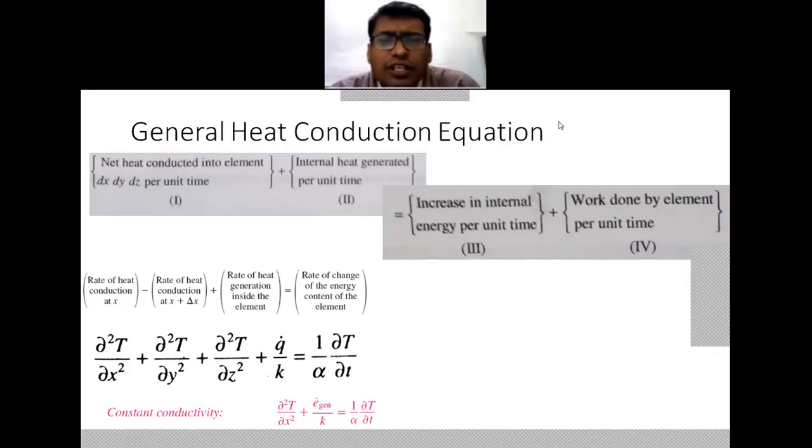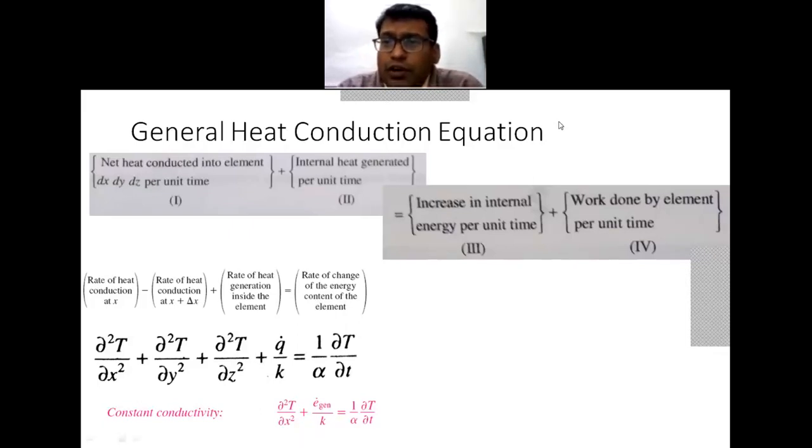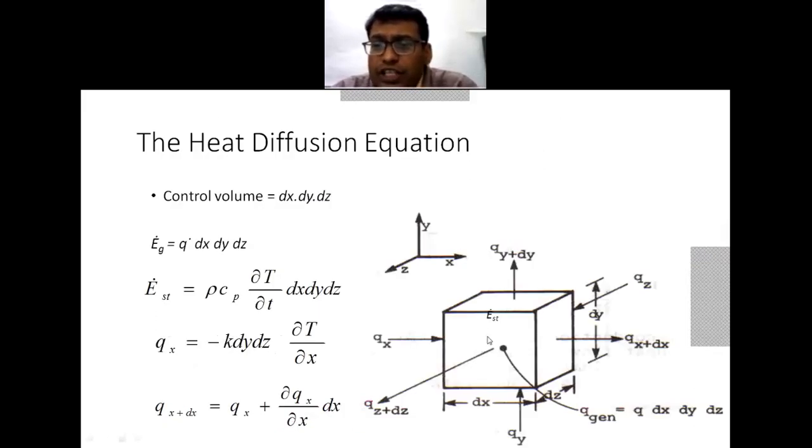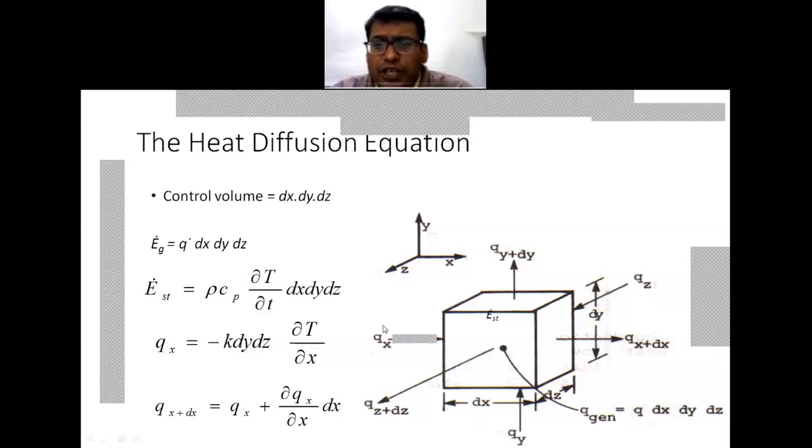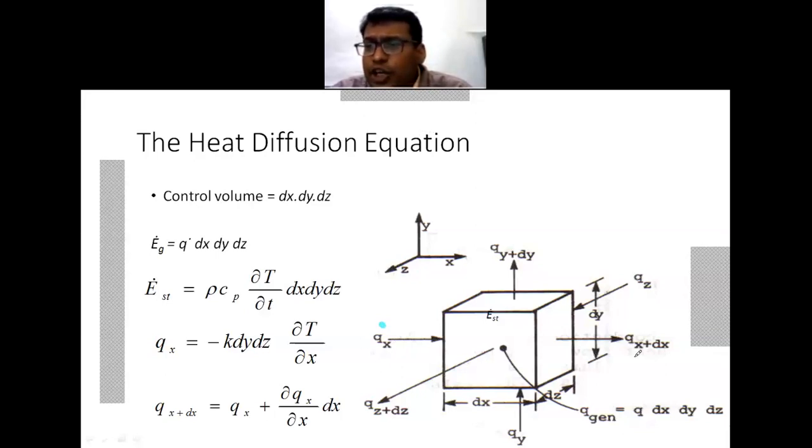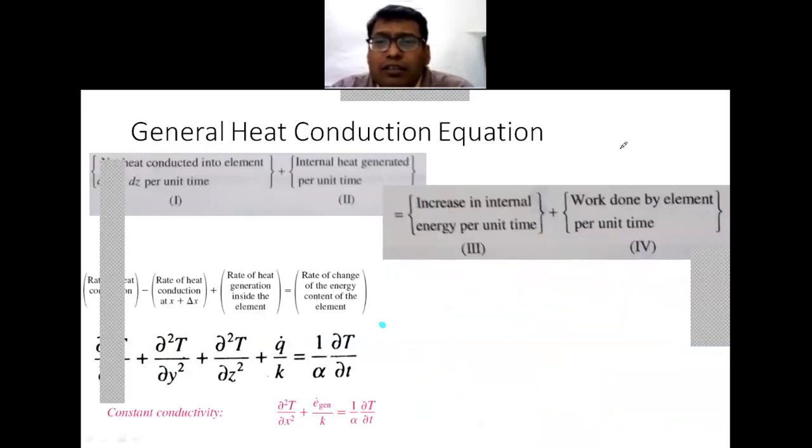Now when we consider the general heat conduction equation, we have to consider the balances over a certain volume element. This is the volume element which we have to consider in general: a small volume element having heat Qx entering into it, and Qx plus dx, the heat leaving out from this volume element, in the x direction. Then what can be considered as the balance?